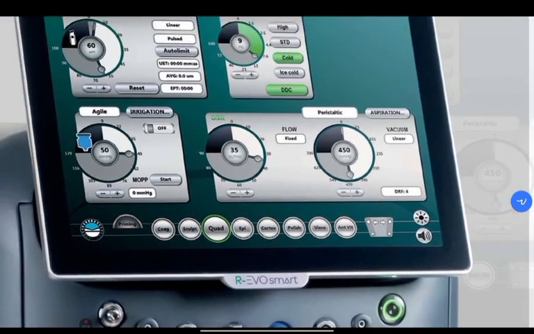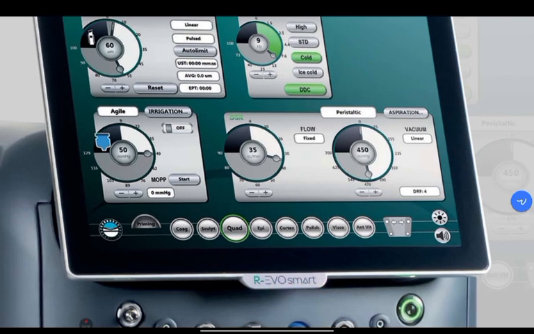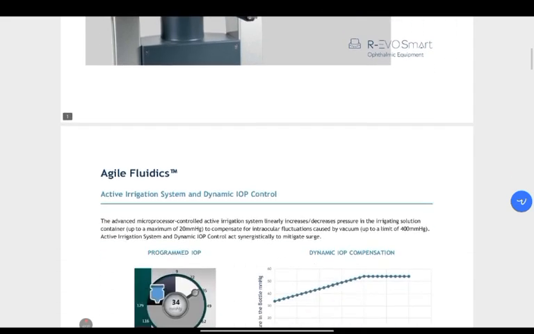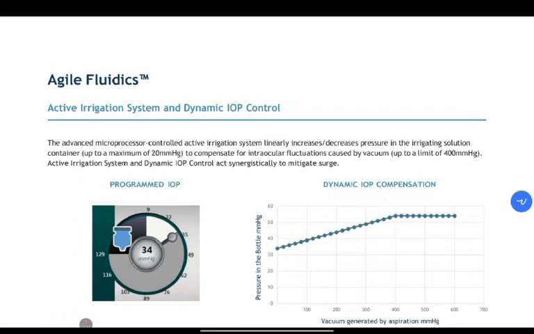So this is all about the Revo Smart Optikon Phaco machine. So we will discuss the important points today of the machine. So the important point is agile fluidics, active irrigation system, and dynamic IOP control. This is the main function of the machine: active irrigation system and dynamic IOP control.